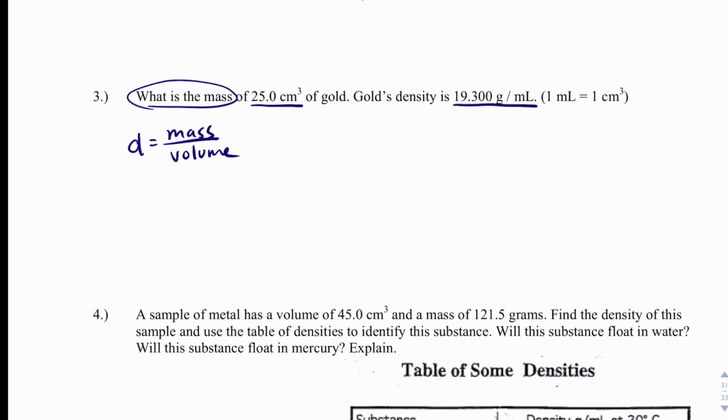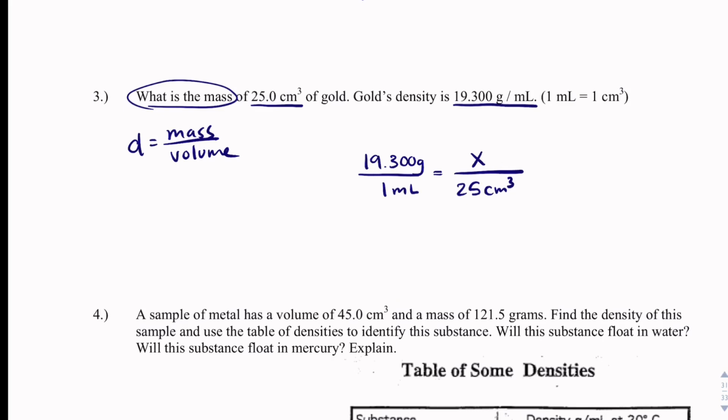And I'm going to plug in what I know. So we're given the volume, 25 cubic centimeters. We're asked for the mass, so I'm just going to put X there for the mass. And then the density, watch how I'm going to write the density. I have 19.3 grams for every 1 milliliter.